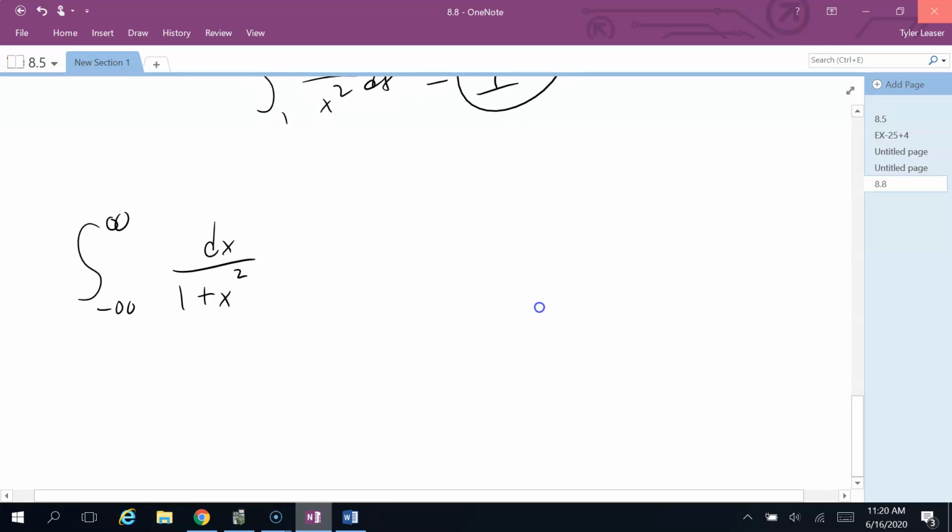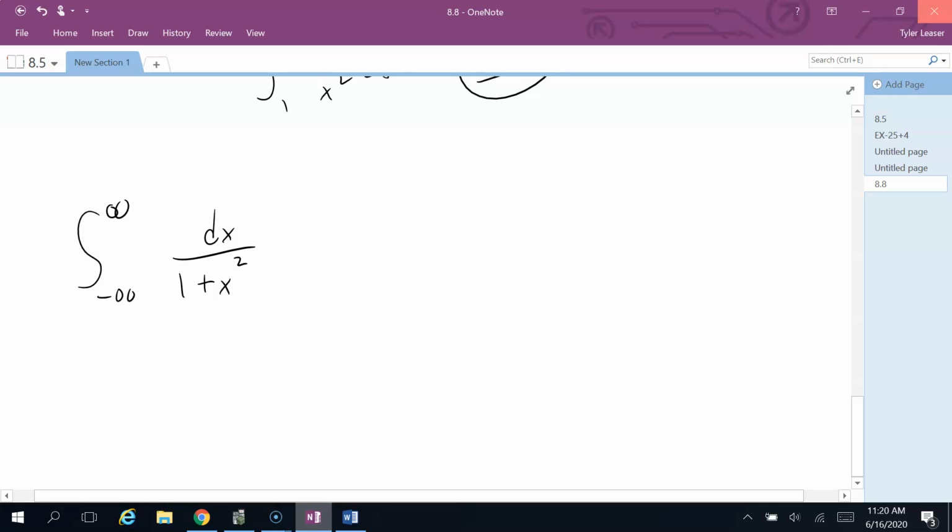Okay, remember when you have infinity on both the lower and the upper limit, what you want to do is choose a c so that you can break it down into two separate integrals. I'll choose 0. Let's do the integral from negative infinity to 0 of dx over 1 plus x squared, plus the integral from 0 to infinity of dx over 1 plus x squared.